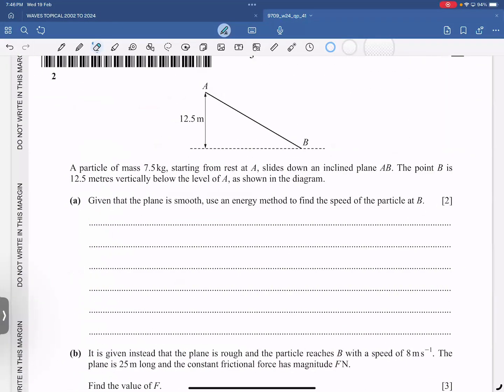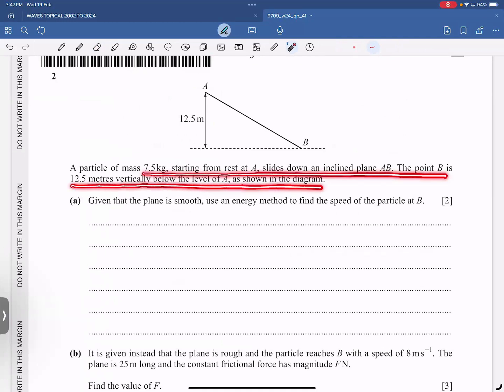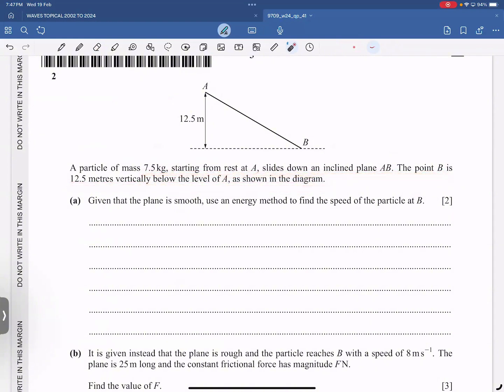A particle of mass 7.5 kilogram starting from rest at A slides down inclined plane AB. The point B is 12.5 meters vertically below A as shown in the diagram. Given that the plane is smooth, smooth means no friction, use energy method. Principle of conservation of energy says the loss in GPE is equal to gain in kinetic energy.